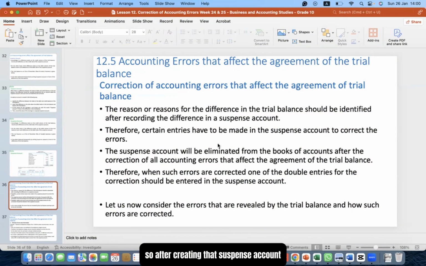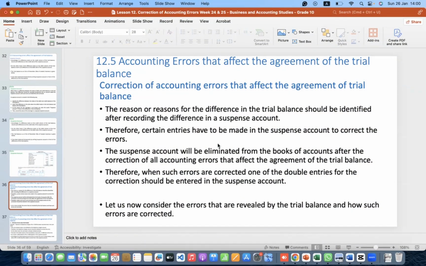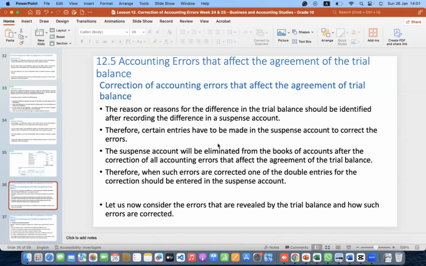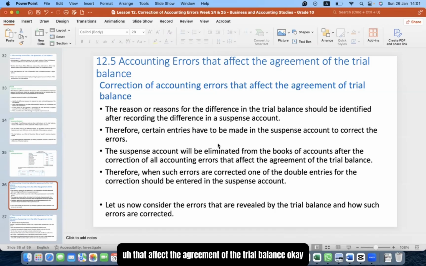So after creating that suspense account, we cannot keep that suspense account. I mean, we cannot keep it. We have to solve it and we have to sort it out. Okay, so we are going to learn how we are going to sort out this suspense account with respect to accounting errors that affect the agreement of the trial balance.